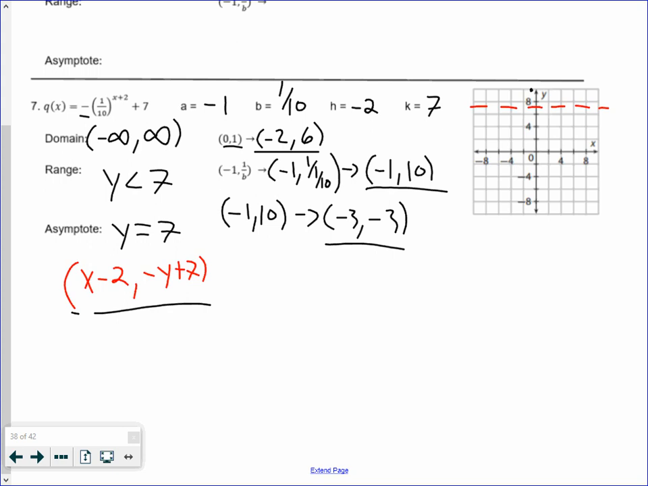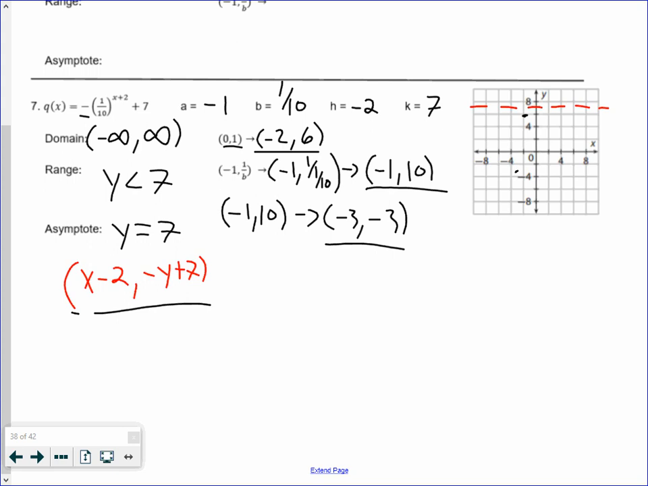Oh, sorry, not negative 1/10. That's our original point. It's negative 2, positive 6. So right there. And then negative 3, negative 3, right about there.